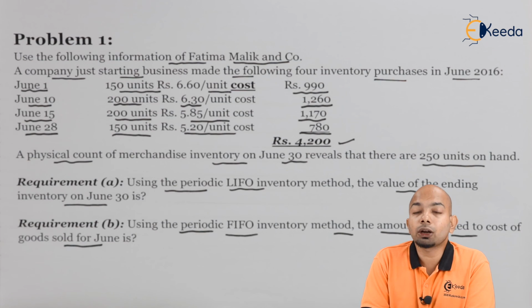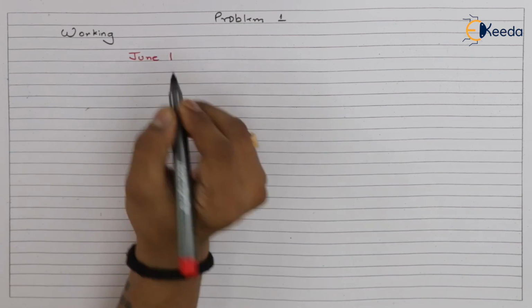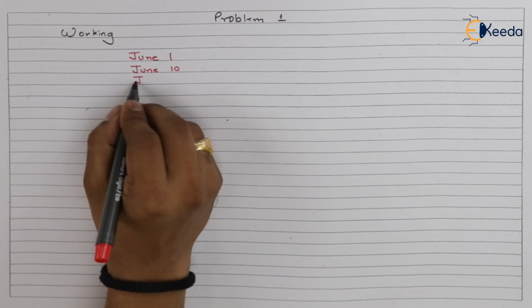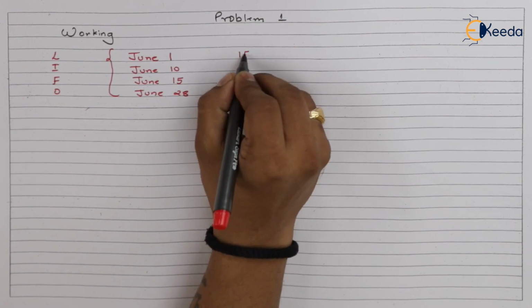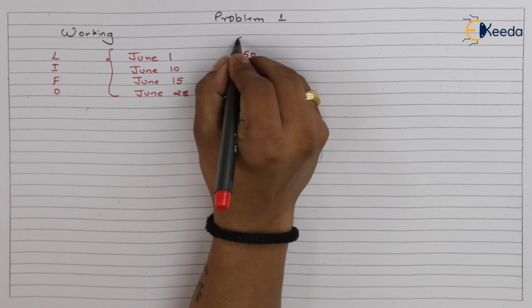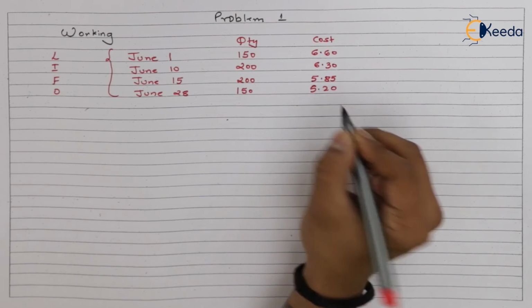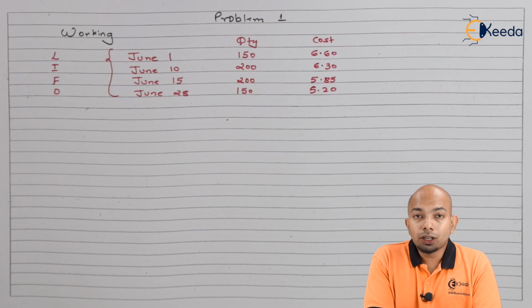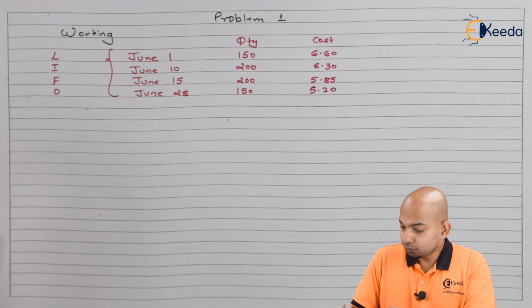We'll first figure out requirement A, that is the LIFO method. So for working, we'll do one thing. We'll mention all the dates first. When we are talking about LIFO, we have been told that the closing stock amounts to 250 units.